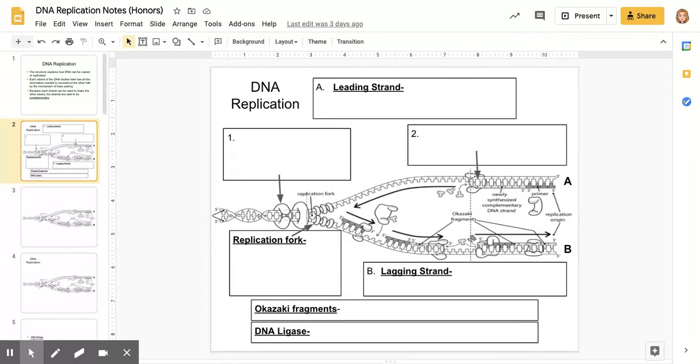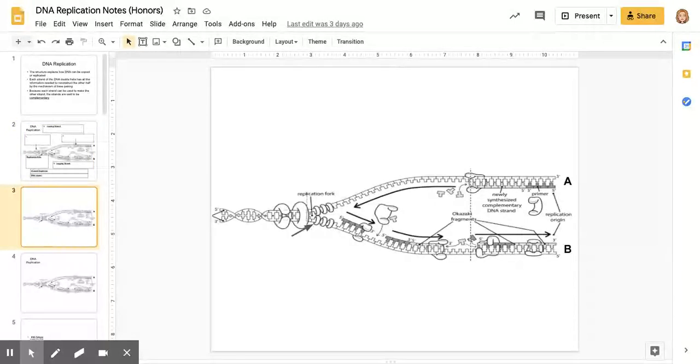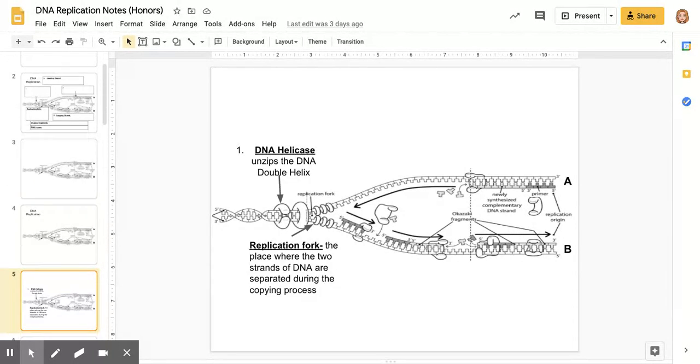So in the note sheet that I provided you, you had these pieces to fill in, and this is a model or a representation of DNA replication. So there's essentially two sides. We see there's an A and a B, and in terms of our first steps, we have DNA helicase unwinding and unzipping the DNA molecule.